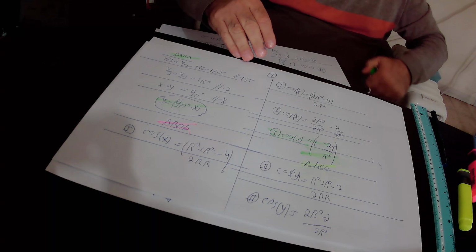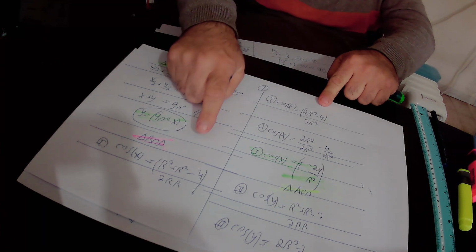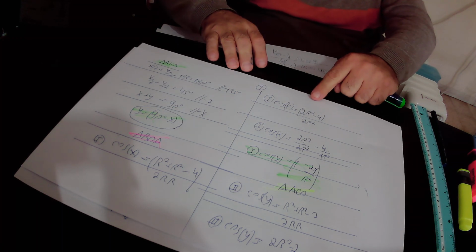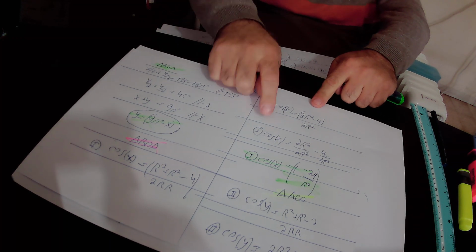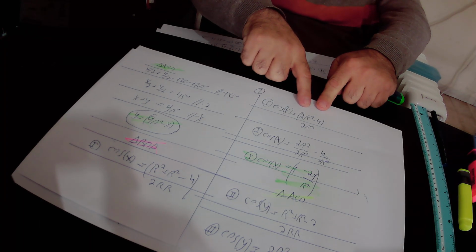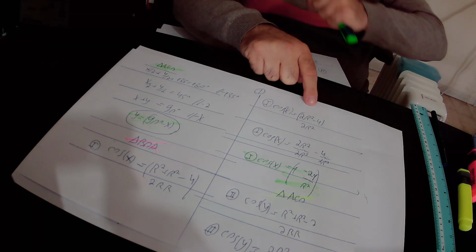So cosine x equals r squared plus r squared, which is 2r squared, minus 4, over 2 times r times r, which is 2r squared. So here, cosine x equals, we split this expression into two parts. The first part is 2r squared over 2r squared, and the second part is minus 4 over 2r squared.